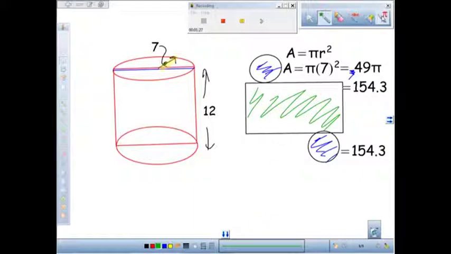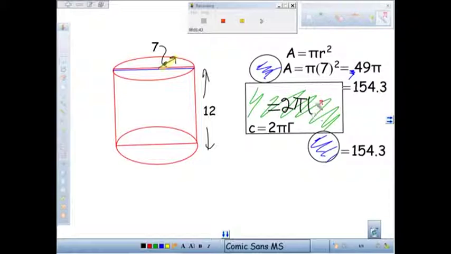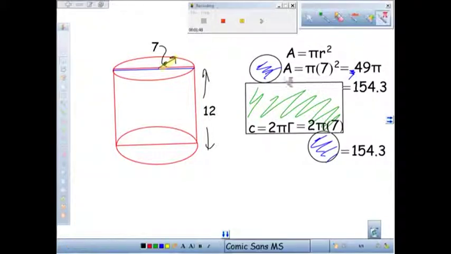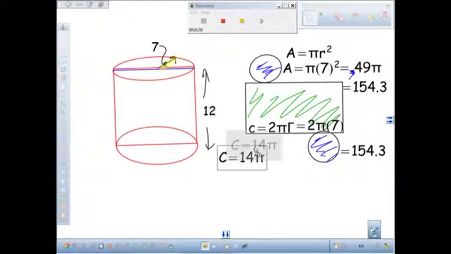The key to this is to remember that the distance along this edge is the distance around my cylinder. It's going to be the circumference, which is 2 pi r. And in this case, that would be 2 times pi times a radius of 7. So my circumference is going to be simply 14 pi. I'm going to leave that in terms of pi for a moment. Don't worry, I'll turn it into a decimal soon enough.